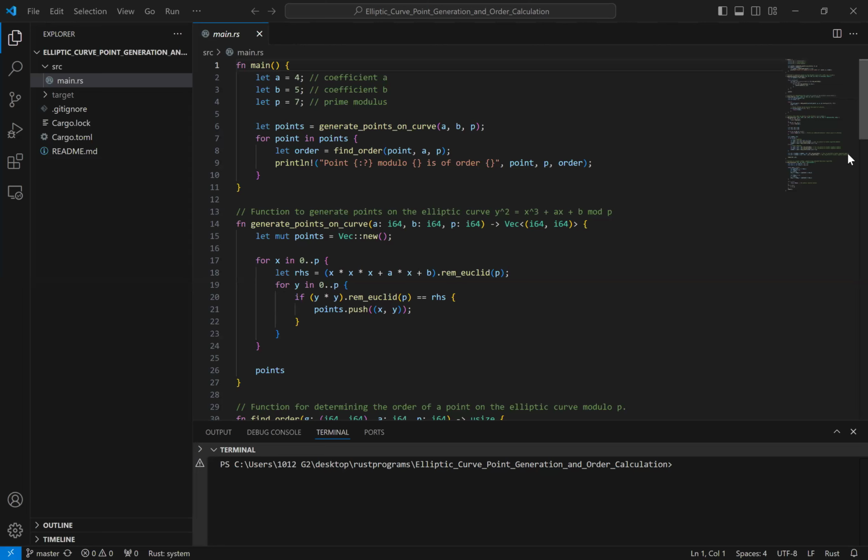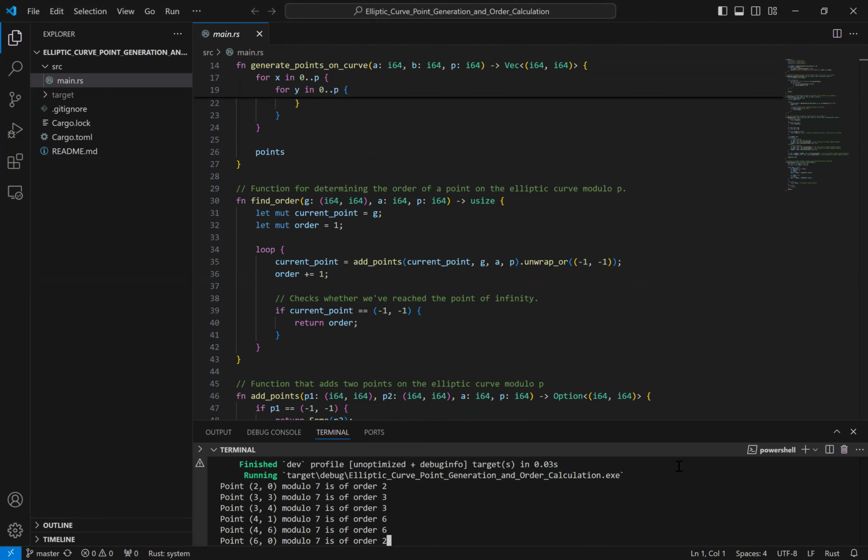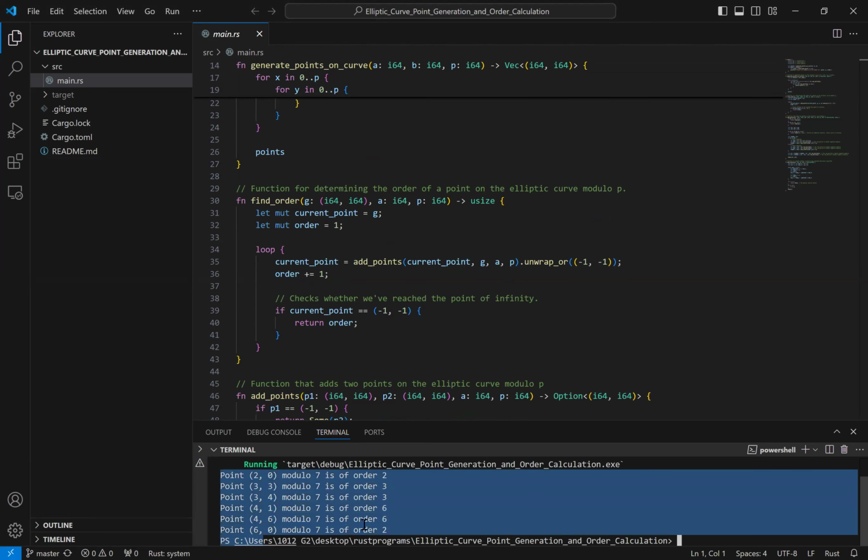So the code itself, I want the code that is for the order of a point. So the one I'm looking for is here. So if you want the order of a point, let me see what it runs. I thought I told it to run and give me all the points and their orders. Yes, so it does every point on the curve and the order of that point. So that is why it's long.